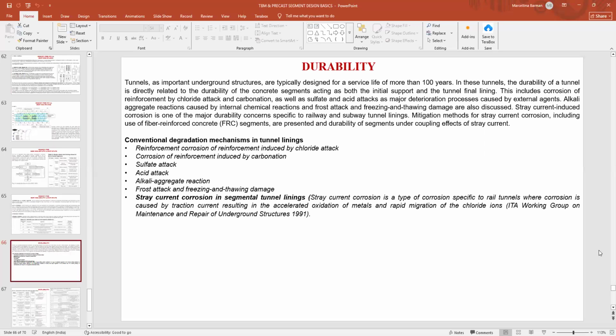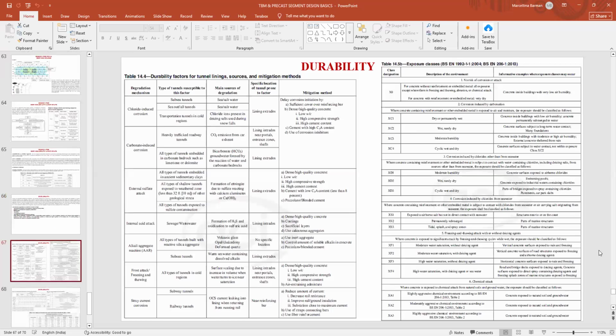Now, how do we define the durability? First of all, you have to see what the different chemicals are that are affecting the structure. You can see on the left-hand side, there is a degradation mechanism. If it is a chloride attack, a carbonate attack, or a sulfate attack, how will it affect my structure? First of all, you have to see what the limit of the effect on the structures is. Now, the second thing is, what is the exposure class?